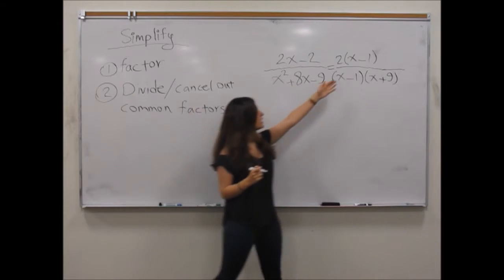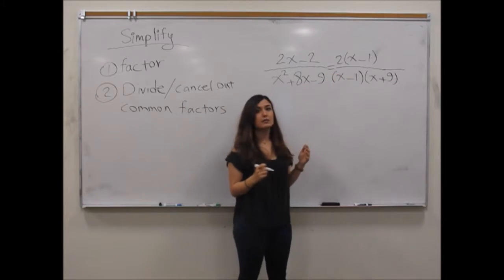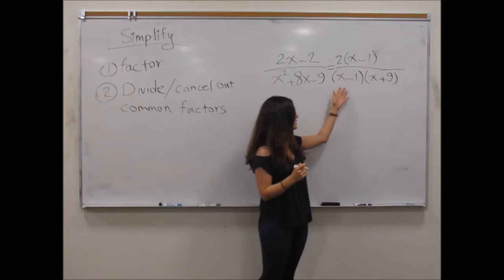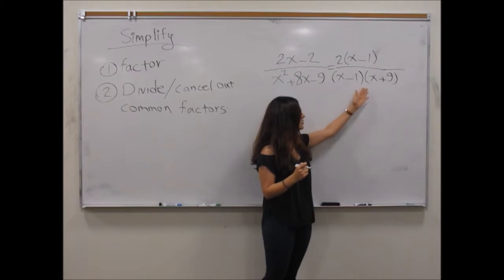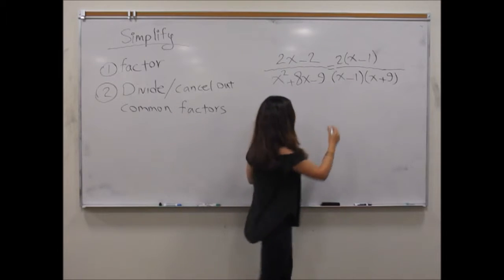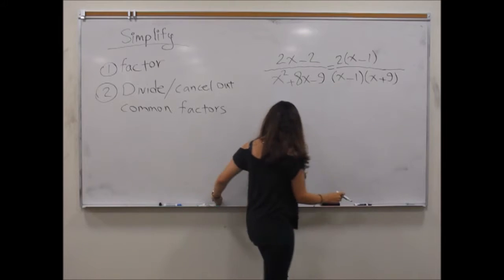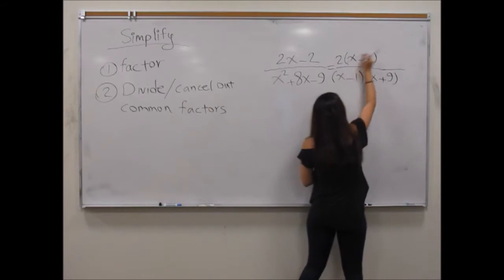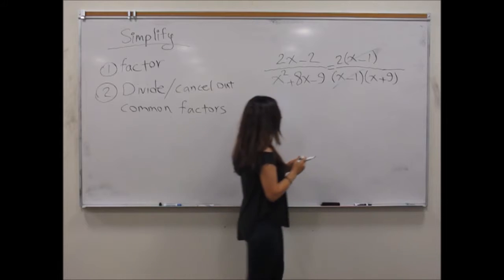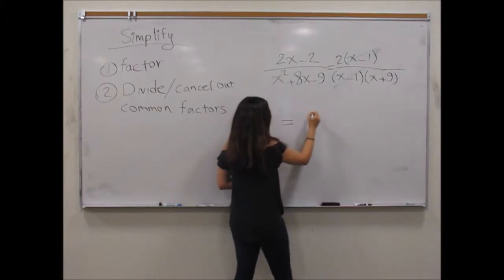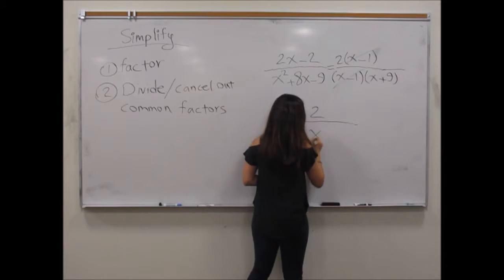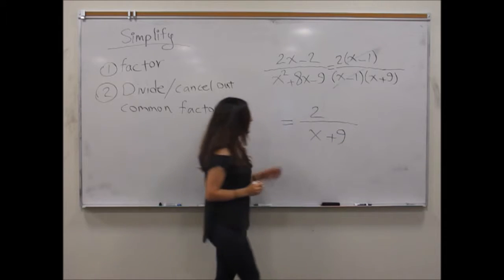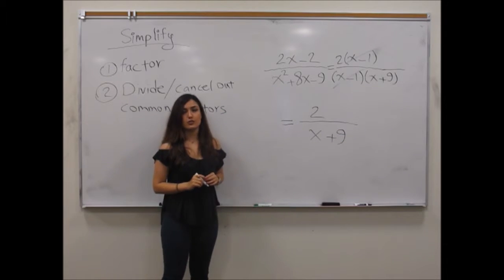So on the numerator I have 2 times x minus 1 over, and on the denominator I have x minus 1 times x plus 9. So the x minus 1 from numerator and denominator cancel each other out. So what's left is 2 over x plus 9. And that's how we simplify rational expressions.